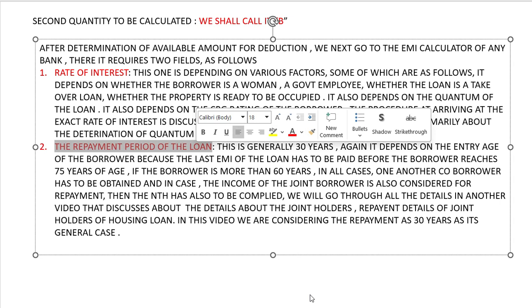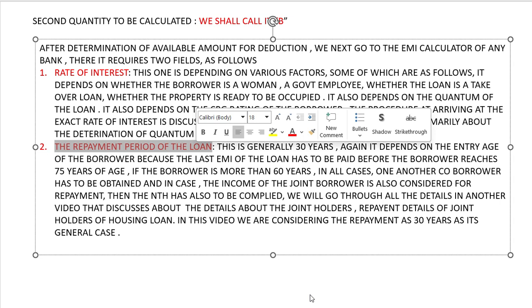Say for example, if the entry age of the customer is more than 60 years, then that entire housing loan has to be paid by the time he reaches 75 years of age, or at least he should be bringing another, younger joint holder to this housing loan. The period will be decided in such a way that by the time this younger person reaches 75 years, the entire loan should be closed. So these things come into picture whenever the age of the customer is more.